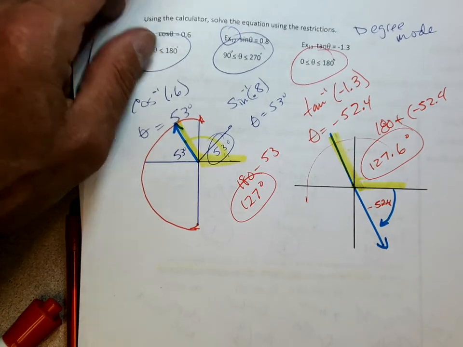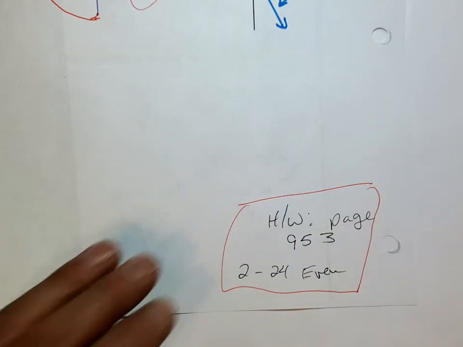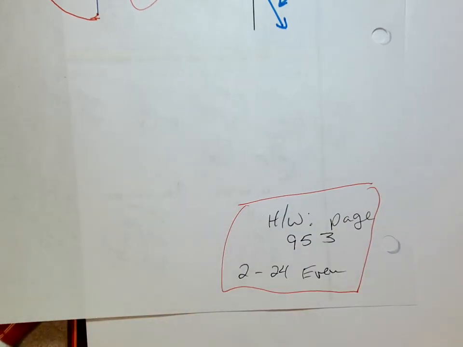But for today, I want you to try page 953, 2 to 24 even. Please try. Please do the work. Give it your best shot. All right?